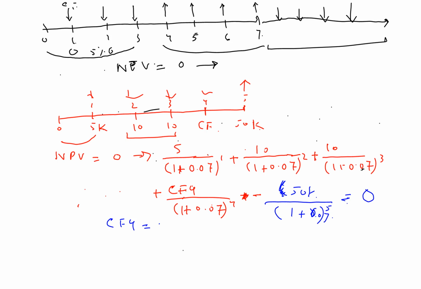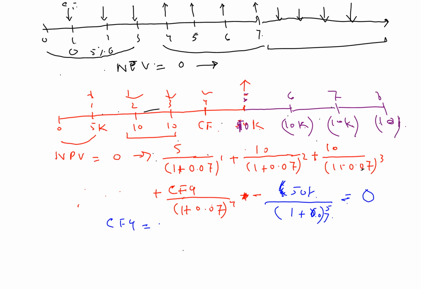So if this is not 50K, and I am saying that I would be needing 10K more, and 10K more for the next 3 years, from period 5 to period 6, 7, 8. So I would be withdrawing 10K out of my account, right? And this is also a cash outflow. Again, this is a perfect case of an annuity.